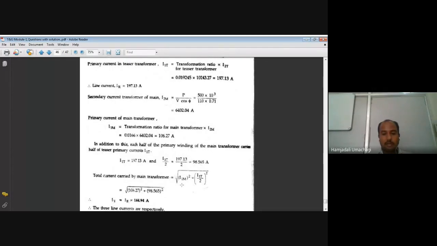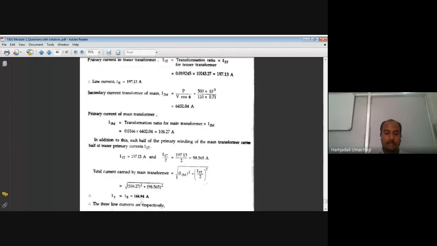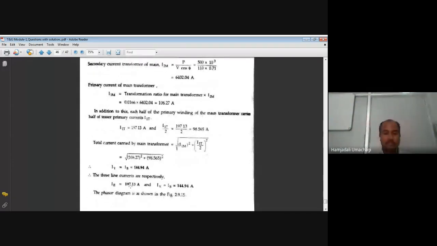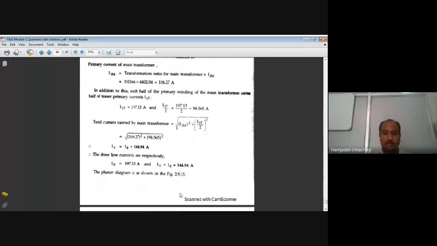So the total current carried by the main transformer is IY equal to IB, which is the square root of I1m whole square plus I1t by 2 whole square. I1m is 106.27 whole square plus I1t by 2 is 98.565 whole square. After simplifying, the current through phase Y and the current through phase B will be 144.94 ampere. Therefore, the current through phase R is 197.13 ampere, and similarly the current through phase Y and phase B is 144.94 ampere.